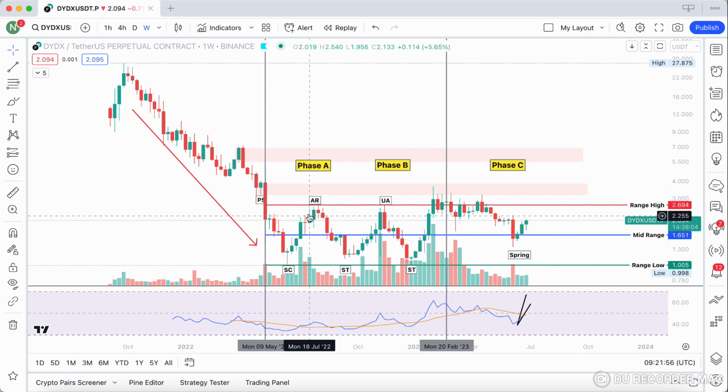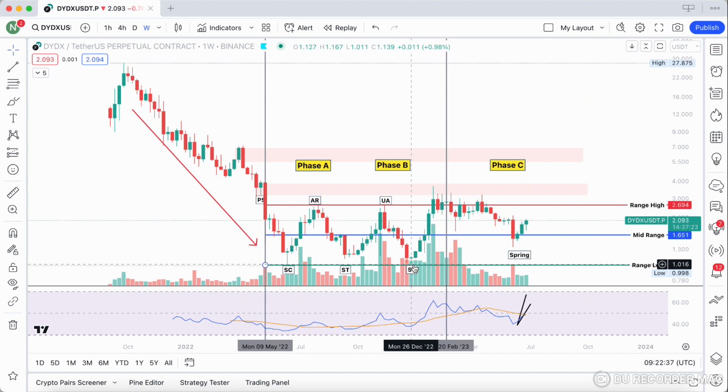In phase B, first we test the range lows to see if there are sellers willing to sell at these low prices. We can see that the secondary test was successful and there were no sellers below $1.10. This is called the secondary test. Once the secondary test is complete, we have a move up to the range high, a move down to the range low, and this is a ranging market. The ranging market is very simple to trade. You just buy at the range lows, sell at the range highs.